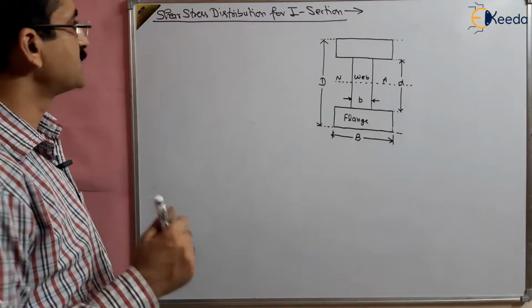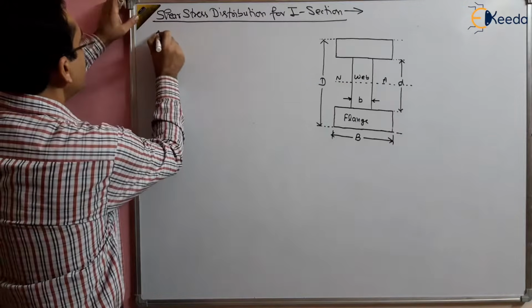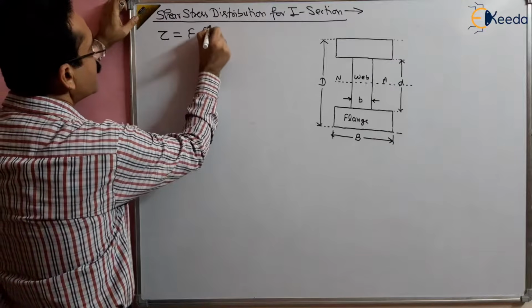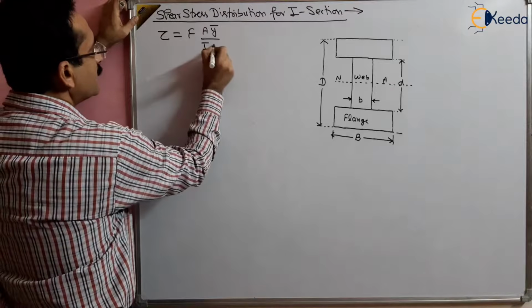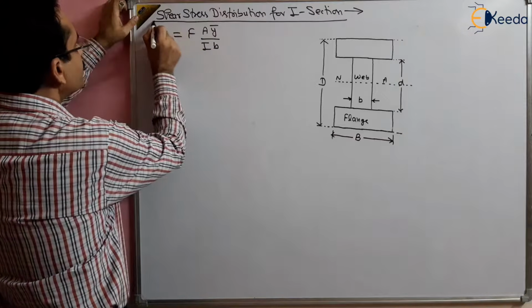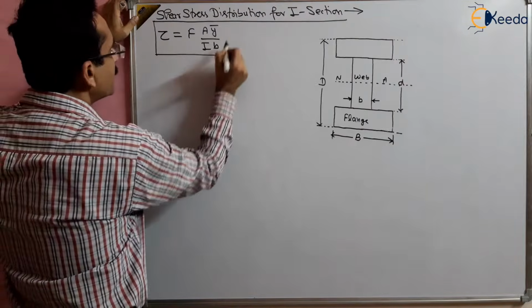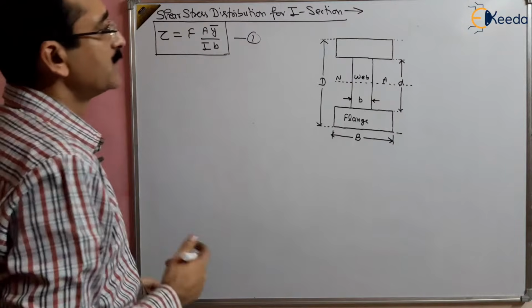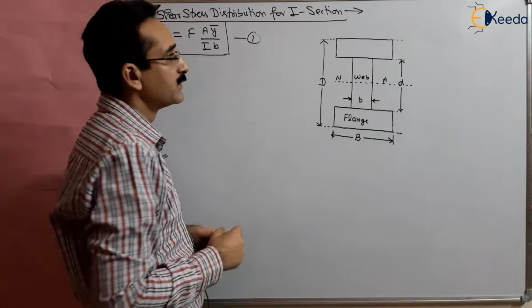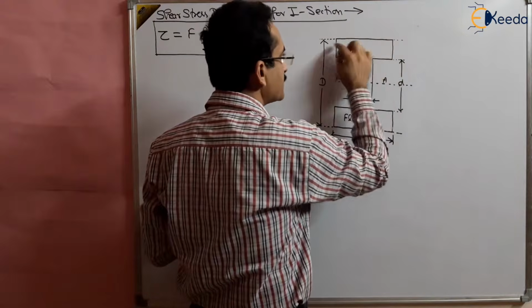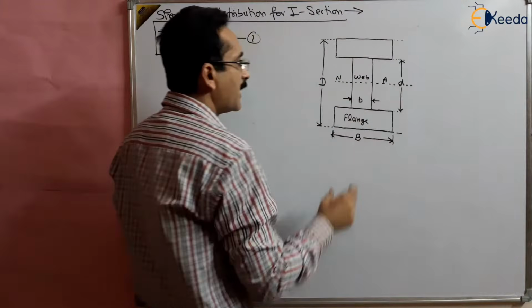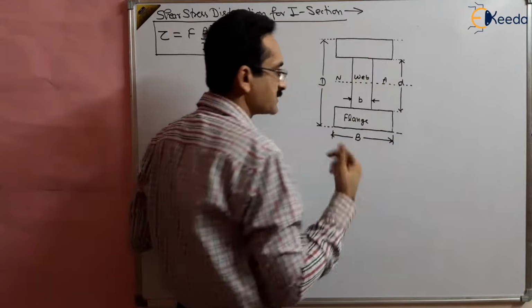We know the shear stress formula, that tau is equal to F A y bar by I b. This is our standard formula for finding the shear stress. But here the cross section is changing. Here it is a rectangular cross section of different width and thickness, and the web has different dimensions, right?